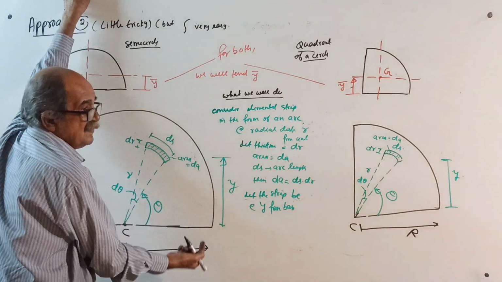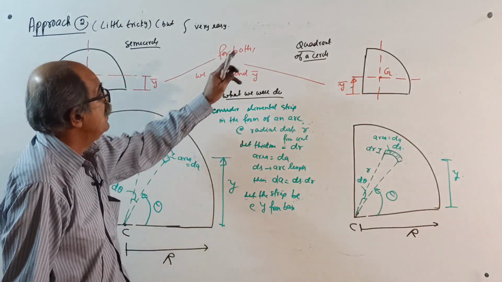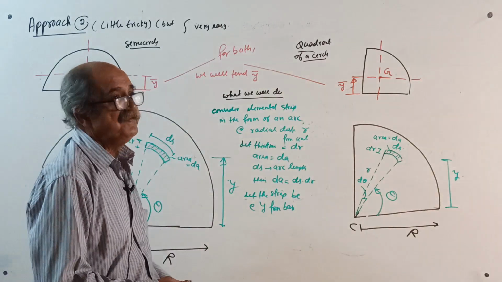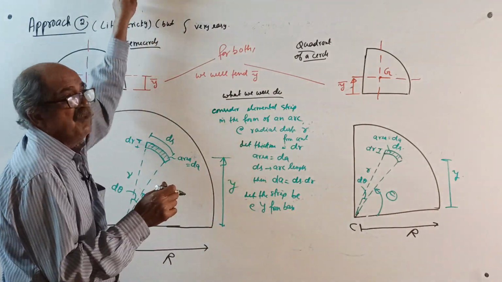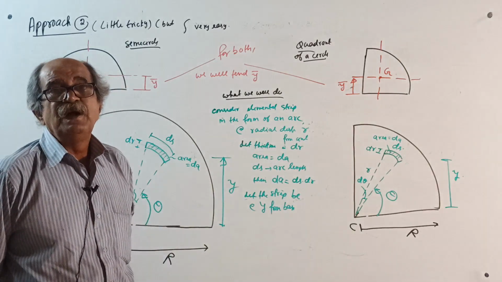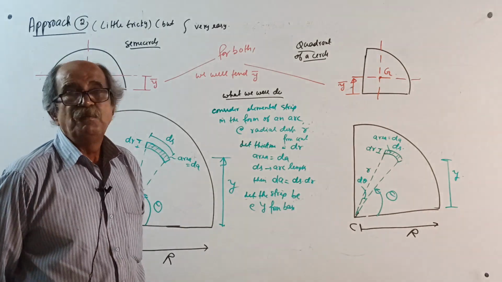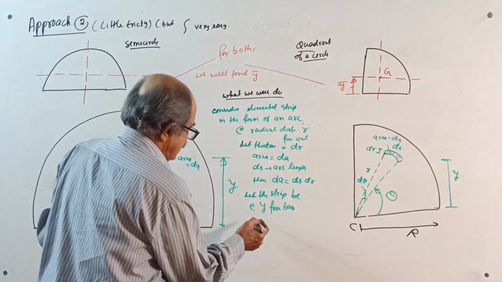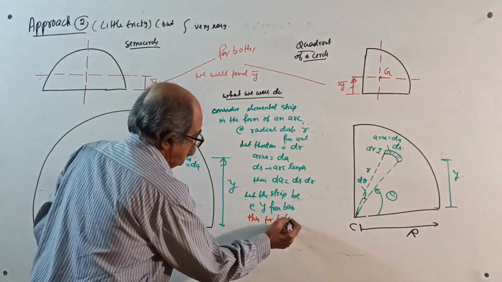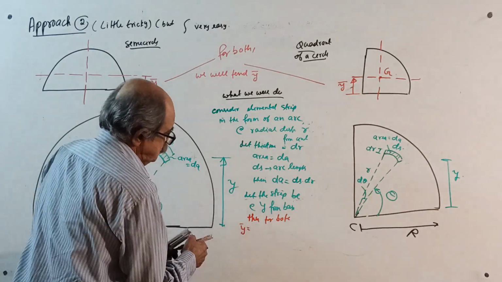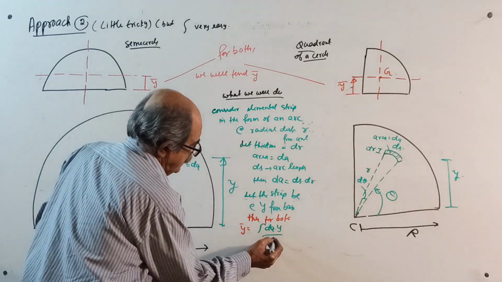This is y only. See, this is y from base. Because when you want y bar, you should take y. But what we will do is, there is no dy here. Your formula for integration is what? Integration of dA into y by area. Then there is no dy here. Then for both, y bar equal to integration of dA into y by area.